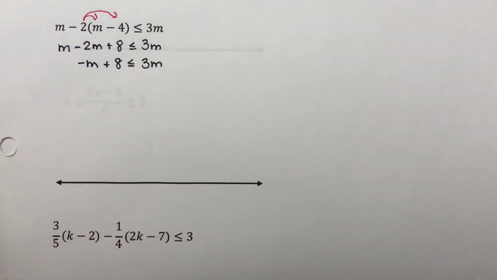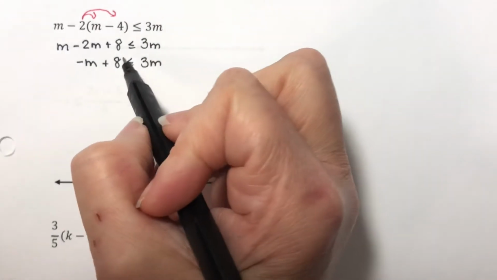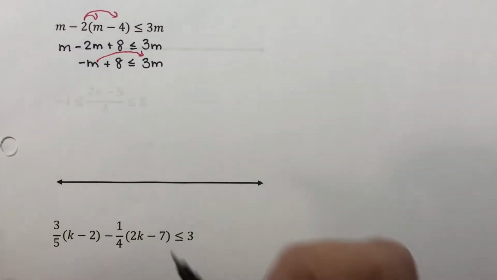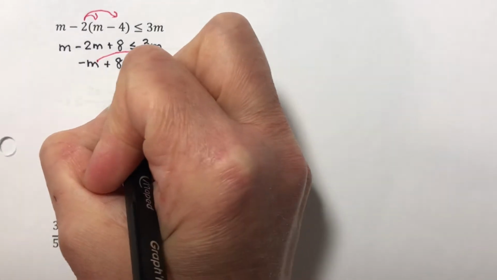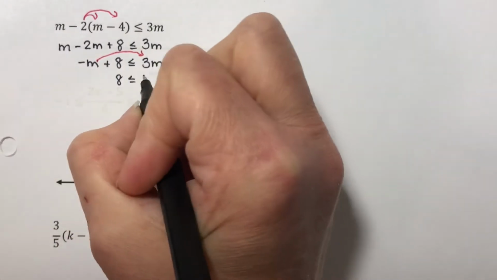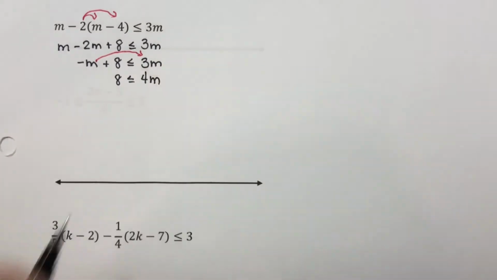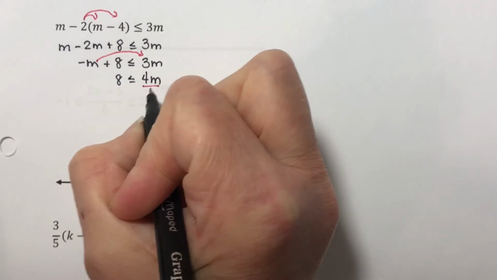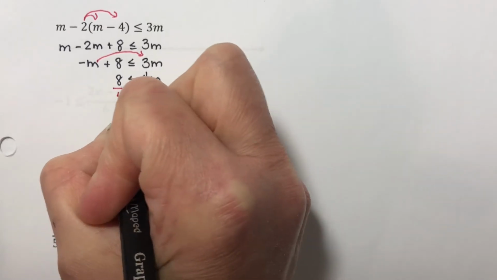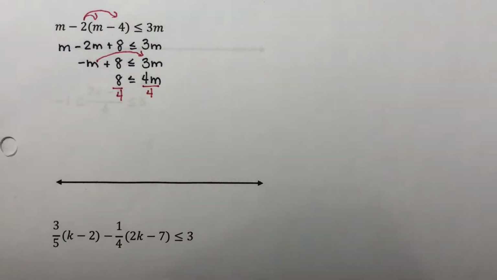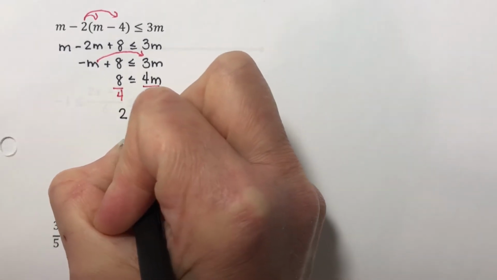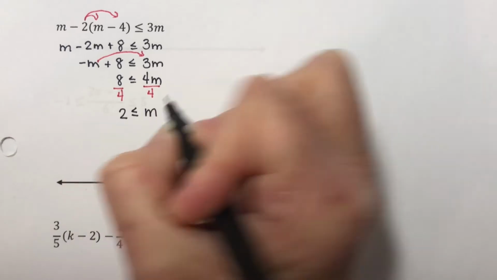Now I want to get my variable alone. So since this is my only constant, I'm going to move this over to here. And I do that by adding 1m to both sides. So I get 8 is less than or equal to 4m. Now I need to divide both sides by a positive 4. Since it's a positive 4, I do not need to worry about flipping my signs around. And I get 2 is less than or equal to m.